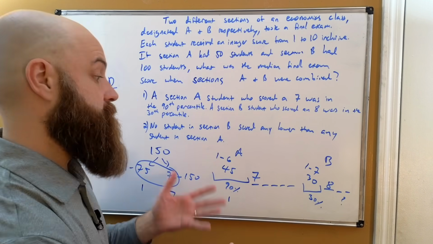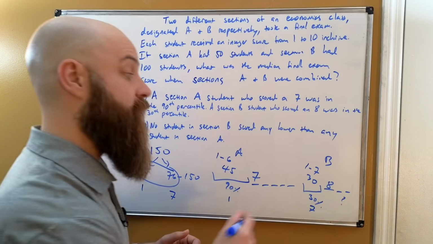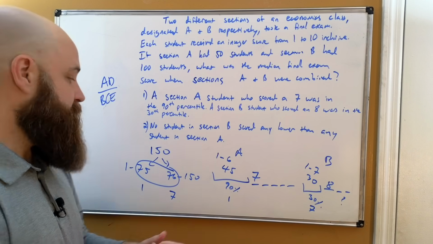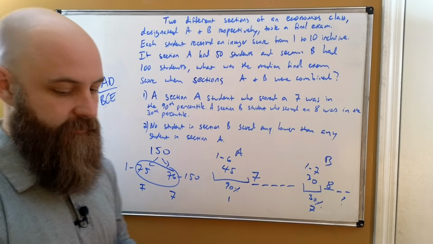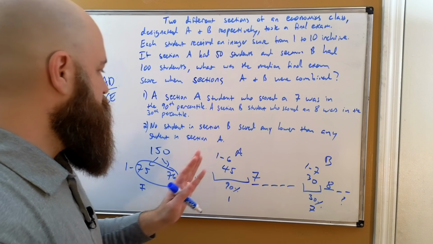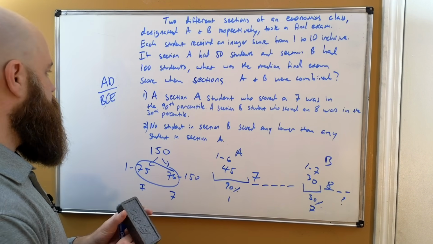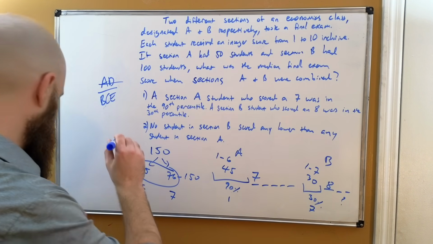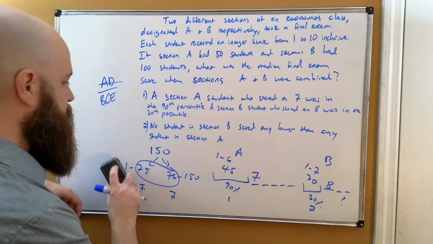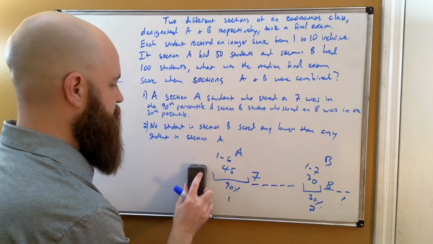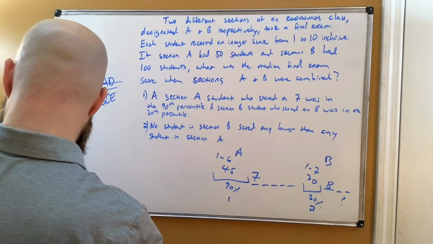Maybe these were all 7s. Okay, then the 75th score would also be a 7, and the median would be the average of 7 and 7. Okay, so statement 1 on its own is not sufficient to answer the question. And I'm going to cross out A and D, and we've got to move on now to statement number 2.